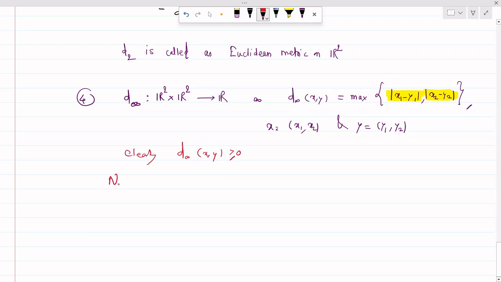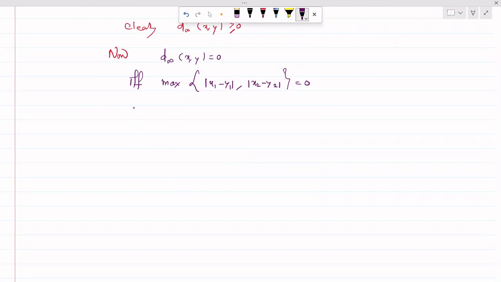Now let's try to understand when d infinity of x y is 0. d infinity of x y is 0 if and only if, by definition, the maximum of mod of x1 minus y1 comma mod of x2 minus y2 equals 0. Now this maximum will be 0 if and only if both the numbers are 0, because if either one of the numbers becomes non-zero, then that will be the maximum. So if you want the maximum to be 0, then both of these numbers should be 0.